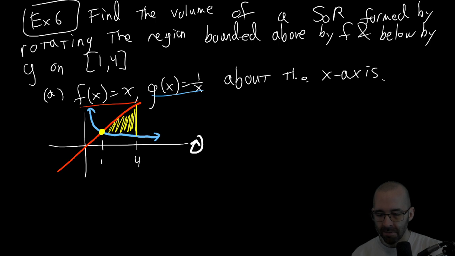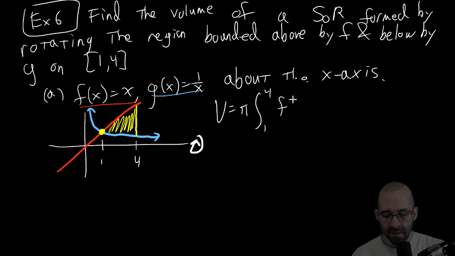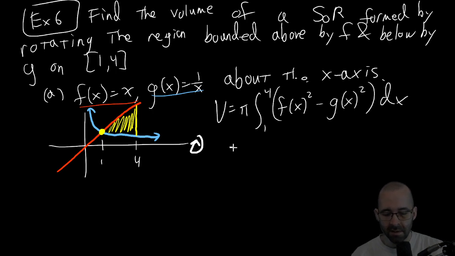All right, now this volume, whoa, wrong color, is just going to be pi times the integral. X is going from 1 to 4 of f squared minus g squared dx. Chapter 2 is over. Just chapter 1, just evaluating this integral now. F squared is x squared. G squared is 1 over x squared.